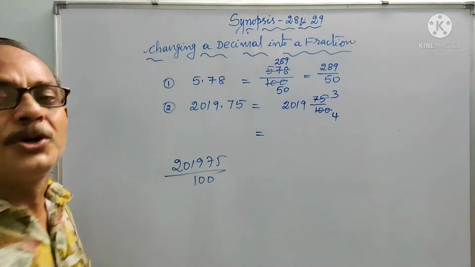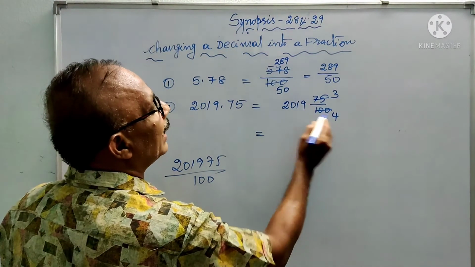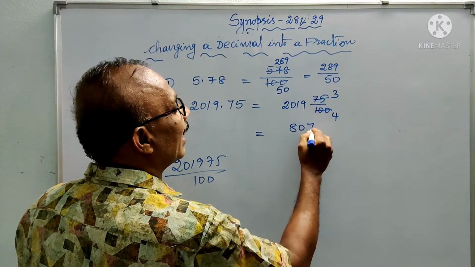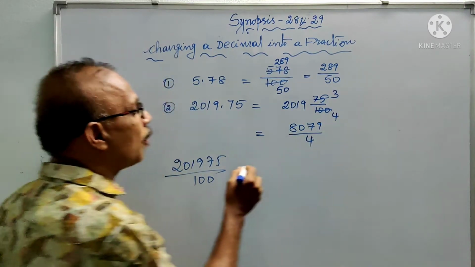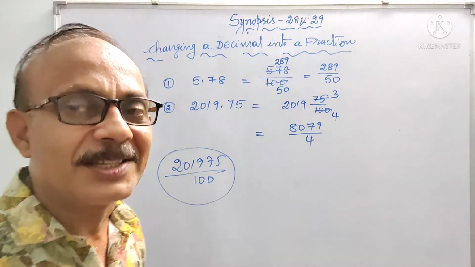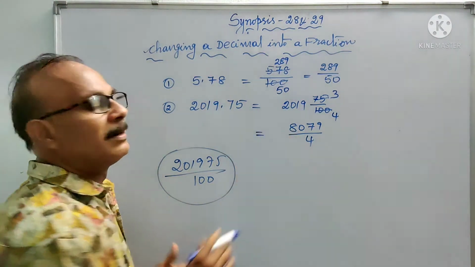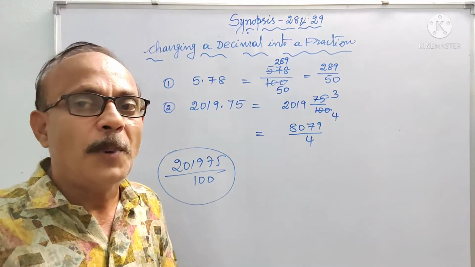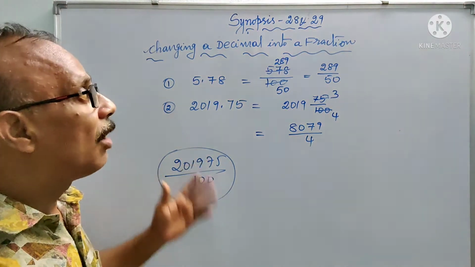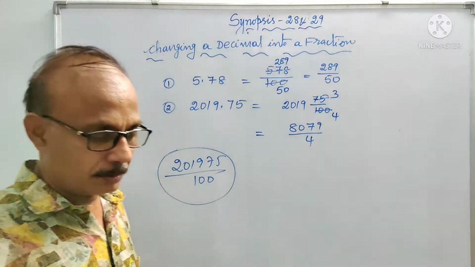Now this conversion into an improper fraction is very simple. If you multiply 4 and 2019, you get 8076 plus 3, 8079 by 4. This is not as complicated as the cancellation here. Of course, if you are good at tables and calculations, you can do anything very easily. But to avoid any confusion, it is better not to touch the whole part when you are converting it into a fraction. So this is how we convert a decimal fraction into a common fraction.